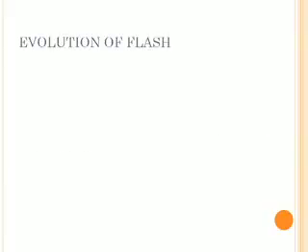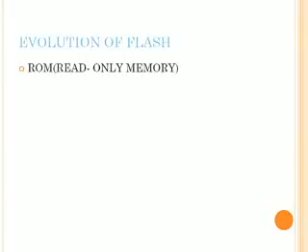Next is the evolution of flash. This section shows the innovation of flash technology. Number 1 is the ROM, or read-only memory. It is an example of a non-volatile memory, which means once the data has been written into the ROM chip, it cannot be removed and can only be read. The ROM retains its content even when the computer is turned off.